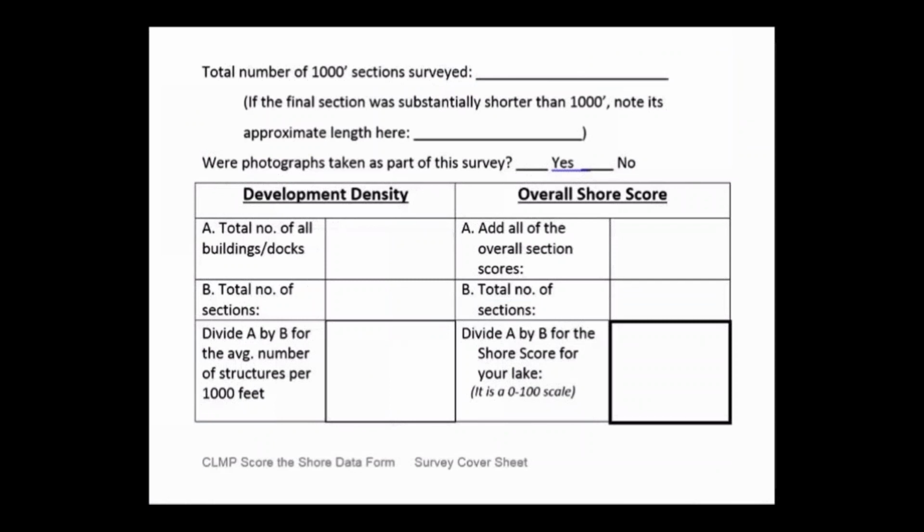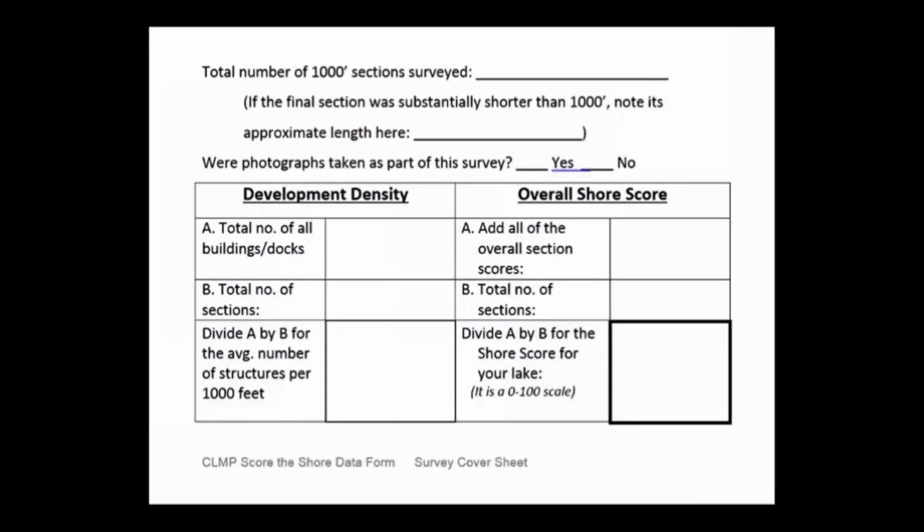The bottom half of the survey cover sheet should be filled in when your survey is complete. Here you will record the total number of 1,000-foot shoreline sections that were surveyed on your lake. If the final section surveyed was substantially shorter than 1,000 feet, you can record the approximate length here. Note whether photographs were taken as part of the survey.